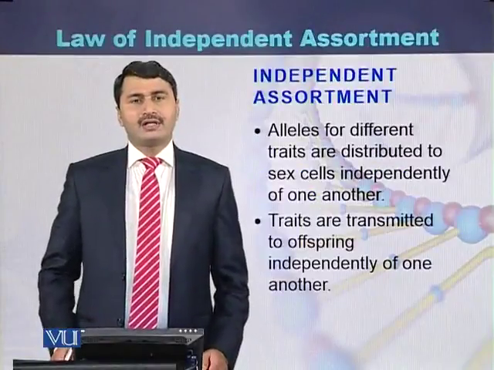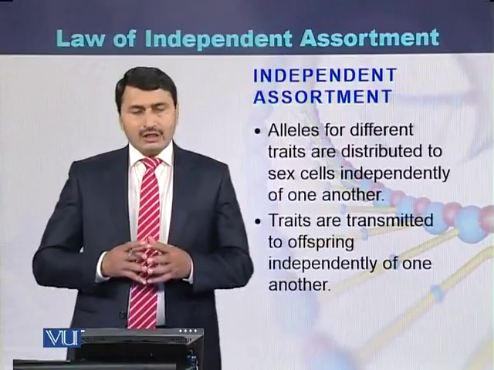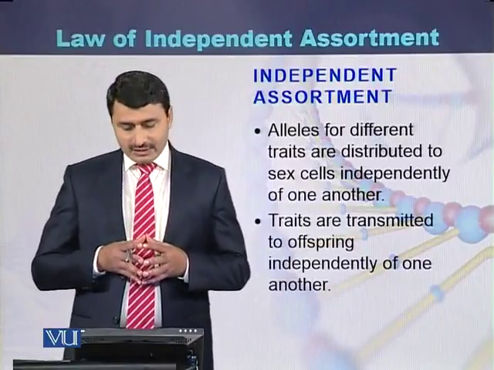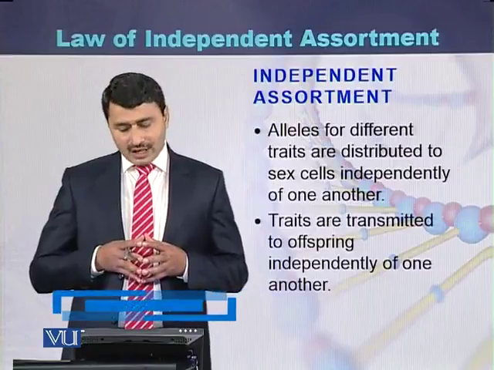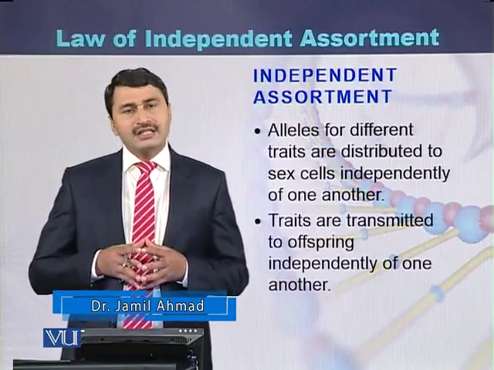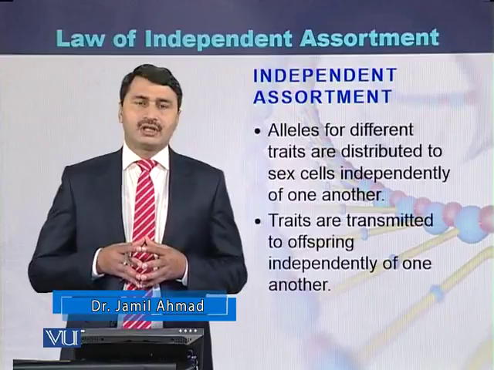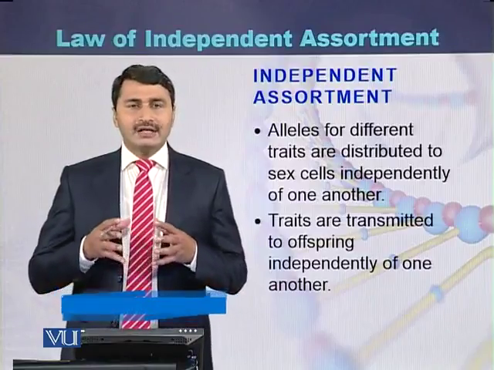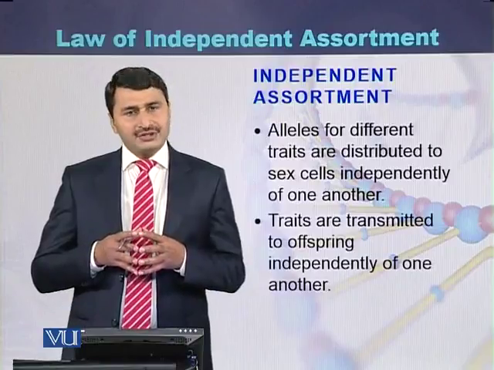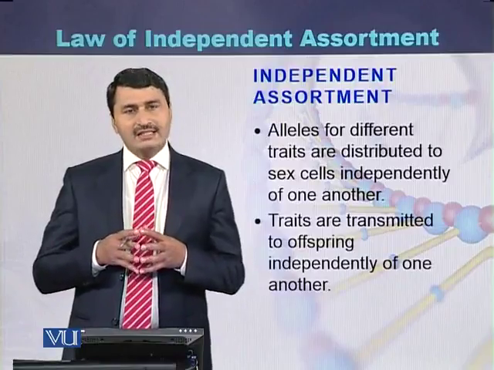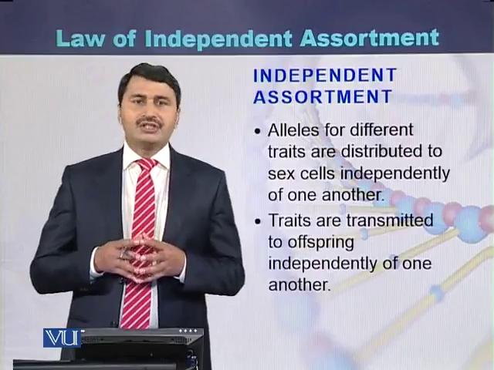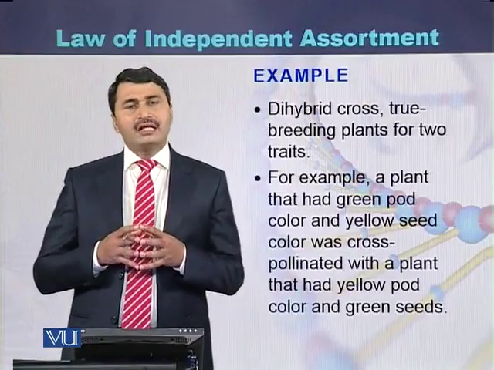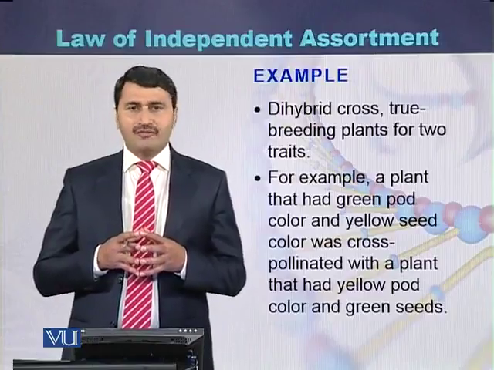Law of independent assortment. The law of independent assortment states that the alleles for different traits are distributed to sex cells independently of each other. Or in other words, different traits are distributed to the sex cells independently from each other. An example would be the dihybrid cross of Mendel.